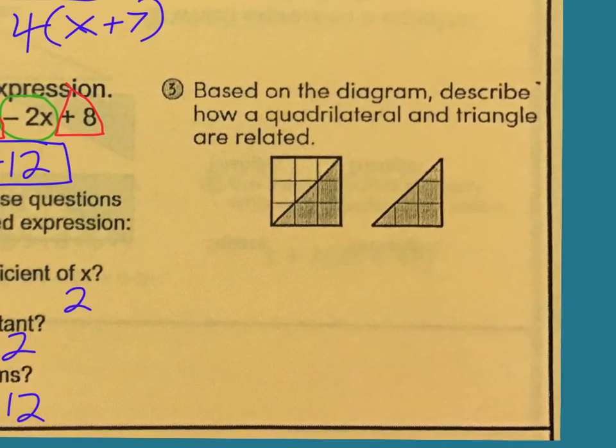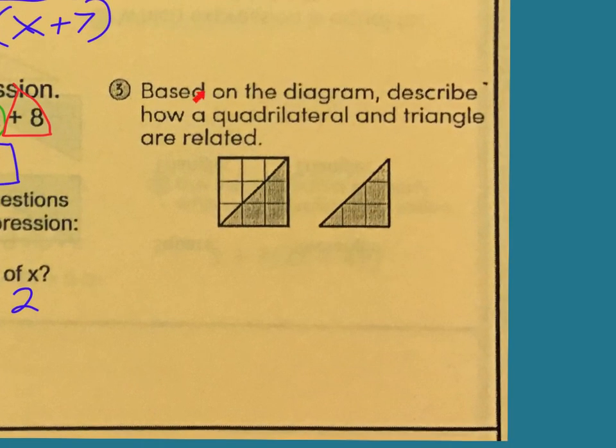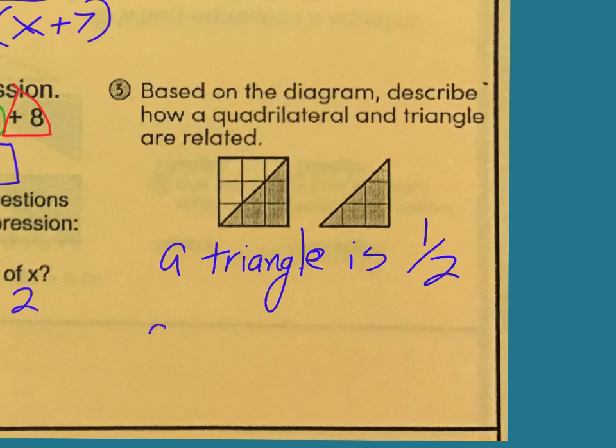So pretty simple. Okay, so let's take a look at number 3 now. Based on the diagram, describe how a quadrilateral and a triangle are related. So we have this quadrilateral, and we can see that if we split it in half, it makes a triangle. So how are they related? It wants us to kind of write it in math. Well, I guess we can use just words here. Based on the diagram, describe how, okay, so triangle is 1/2 of a quadrilateral.